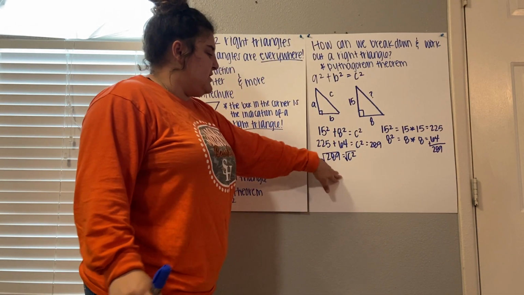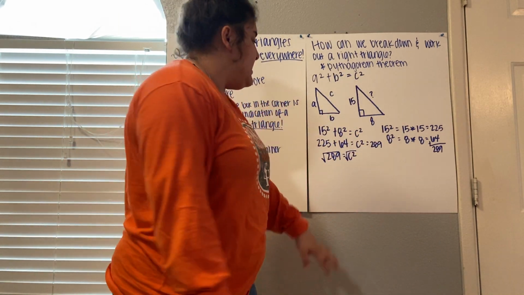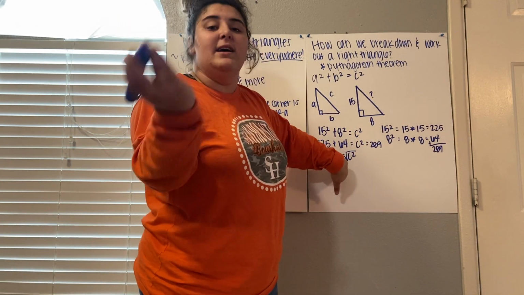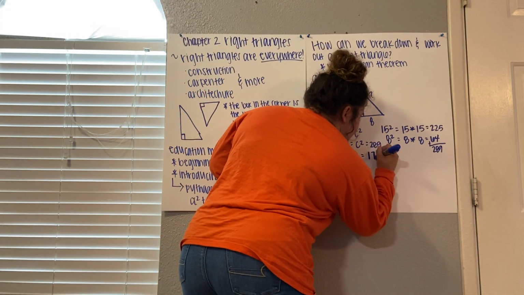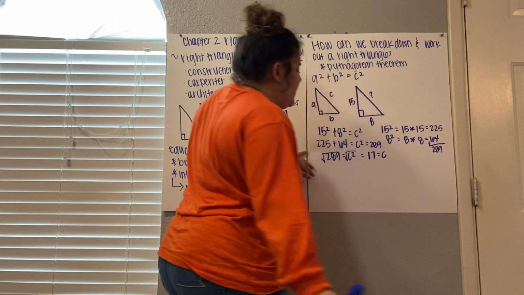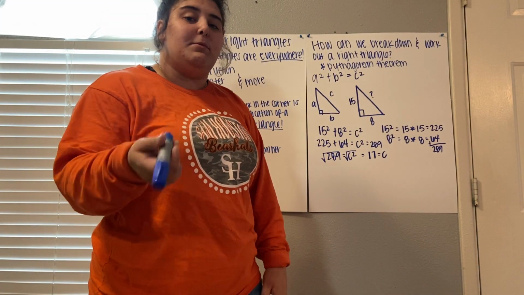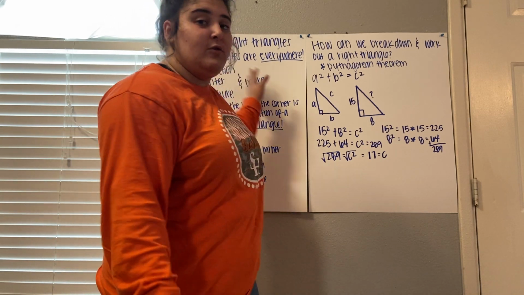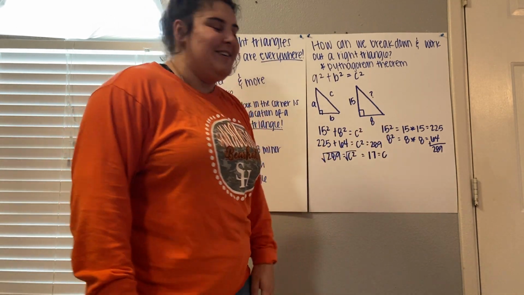So 289 squared, we can use our calculators, or if you have squares memorized, then you know that this is going to be 17. So this equals 17 equals c. So we're done, right? That's it? No. Let's always remember to double check our work. With the right triangles, you can always double check. And that way you can ensure that you always get it right.